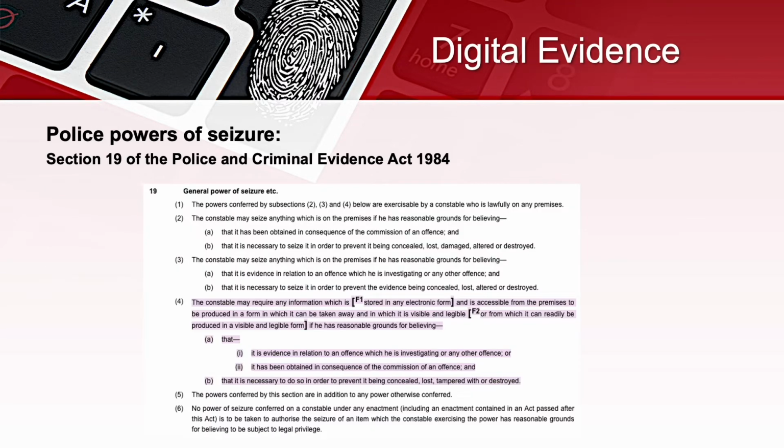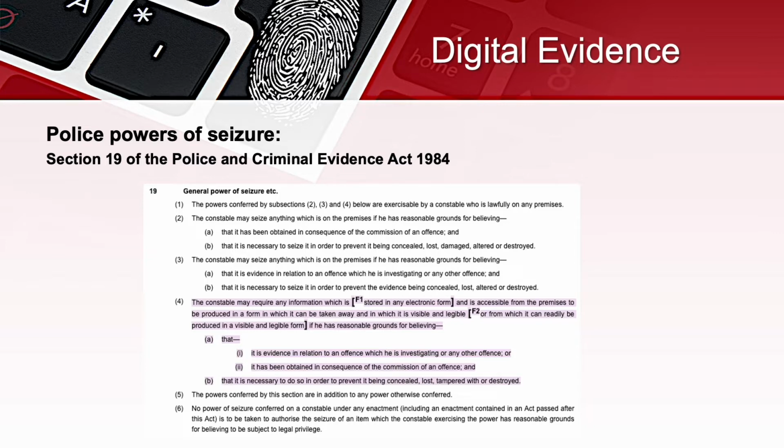Under Section 18, Part 1 of the Police and Criminal Evidence, or PACE, Act, a constable has the right to enter and search any premises occupied and controlled by a suspect who has been arrested on suspicion of an indictable offence, where that constable has reasonable grounds for suspecting that there is evidence on the premises relating to that offence or some other indictable offence which is connected with or similar to that offence.